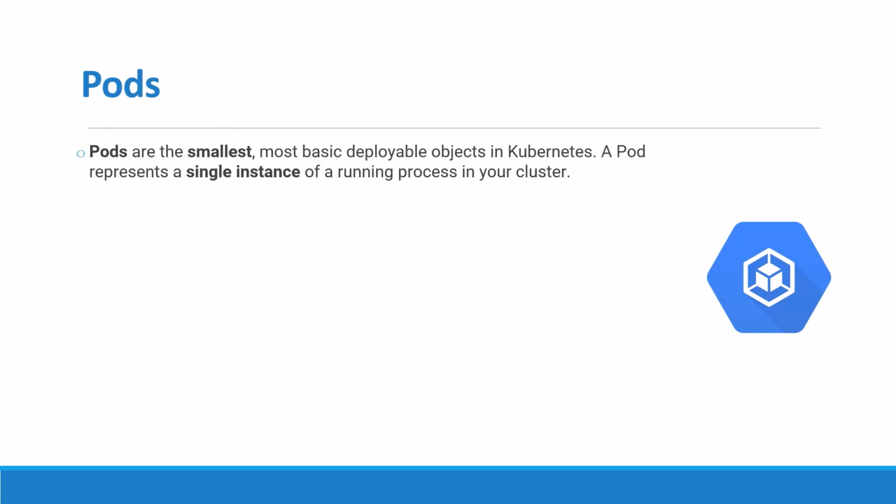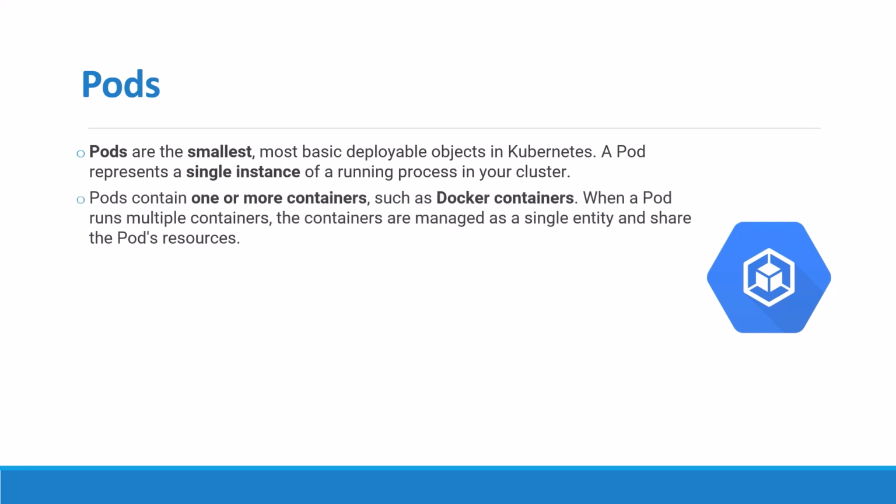In this video, let's understand about pods and what is a replica set. So basically, pods are the smallest, most basic deployable objects in Kubernetes. A pod represents a single instance of a running process in your cluster. Pods contain one or more containers, such as Docker containers.